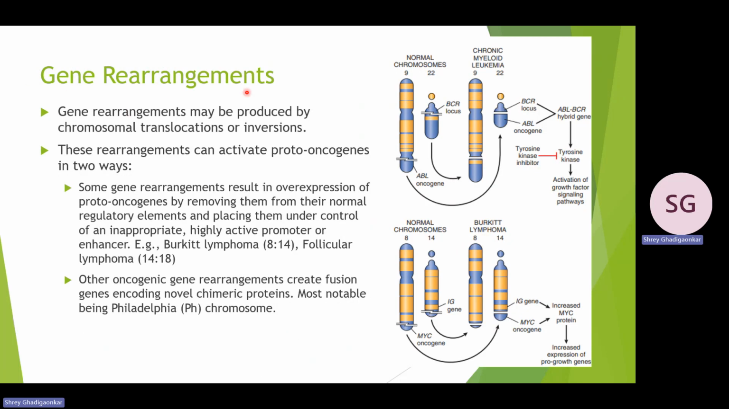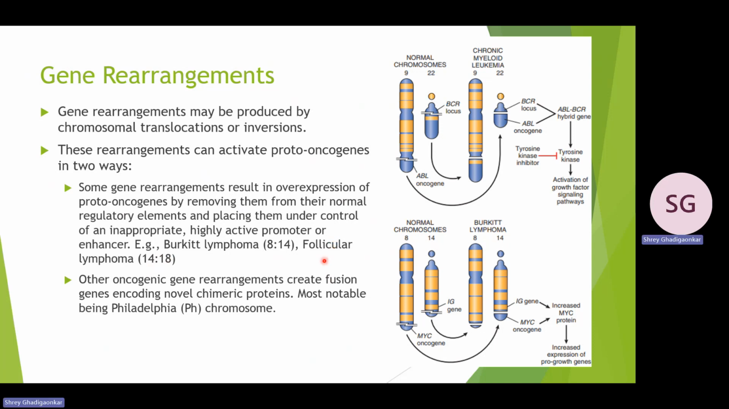You also have gene rearrangement, which is pretty important. These may be produced by chromosomal translocations or inversions, and these rearrangements can activate proto-oncogenes in two ways. Some gene rearrangements result in overexpression of proto-oncogenes by removing them from their normal regulatory elements. These are highly seen in lymphomas, non-Hodgkin's lymphomas like Burkitt lymphoma and follicular lymphoma, as we mentioned.